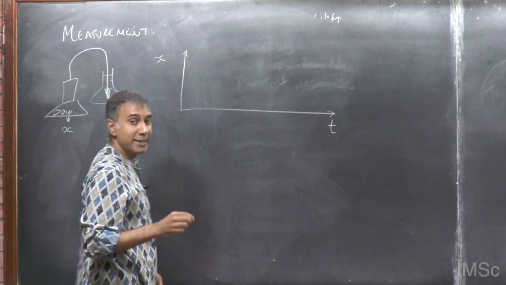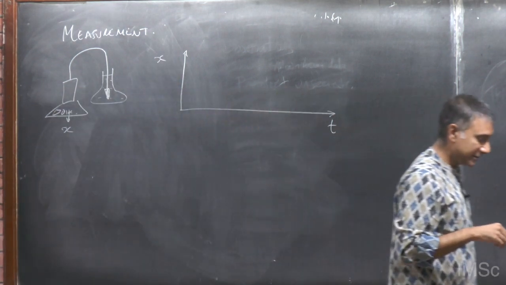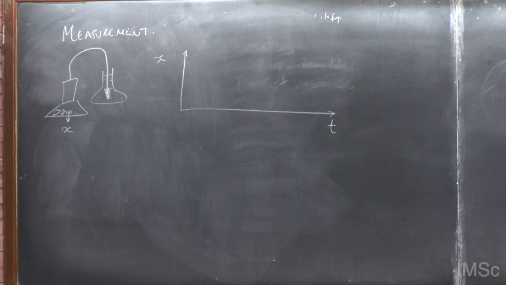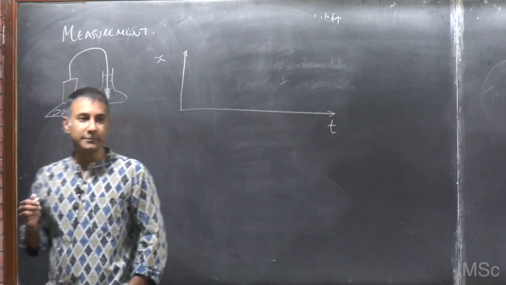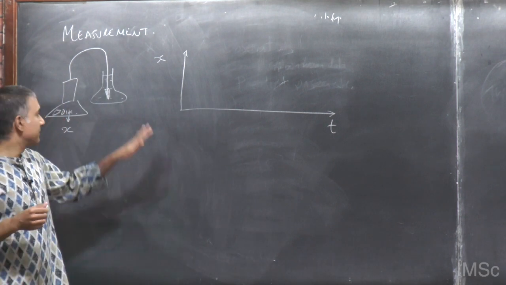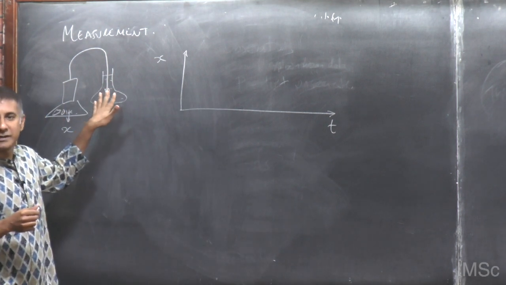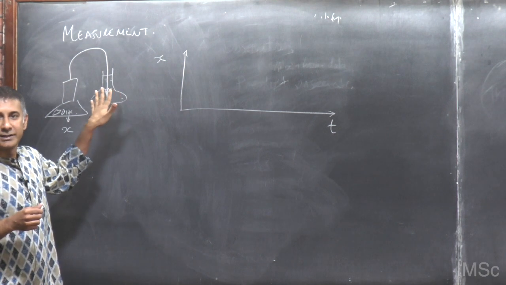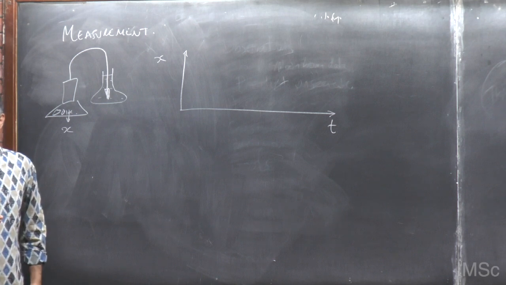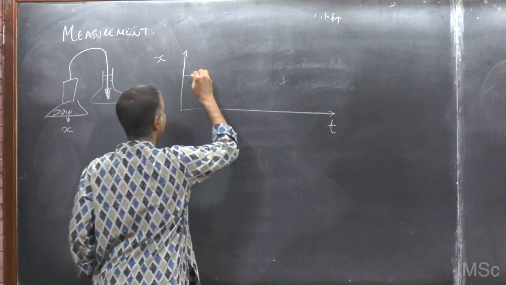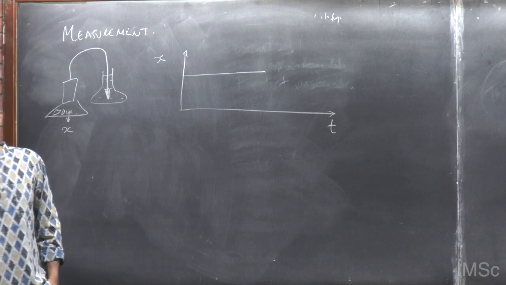X in this case is the pH of the solution, of the buffer, but this could correspond to any other thing you care to measure. So what would this look like as a function of time? I made a solution of, let's say, sodium hydroxide with some concentration. Okay, good. That's a good guess. Okay, so somebody says straight line.